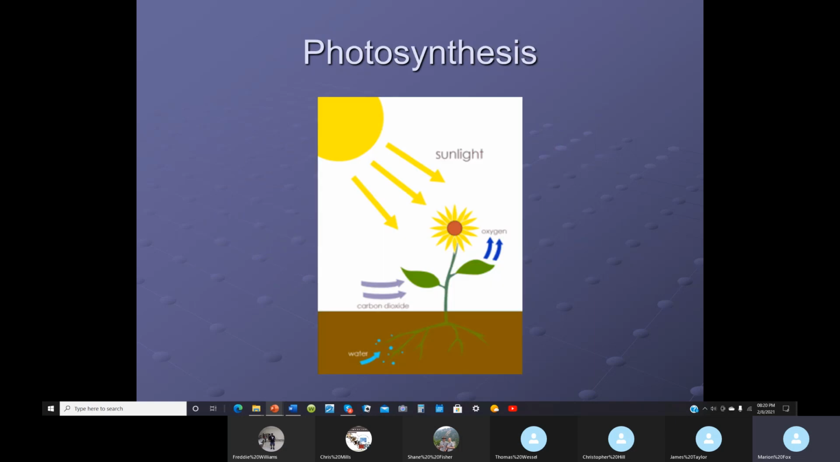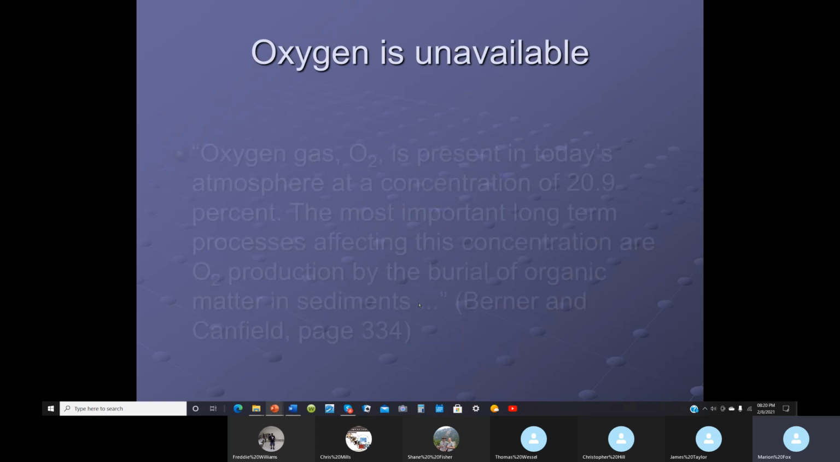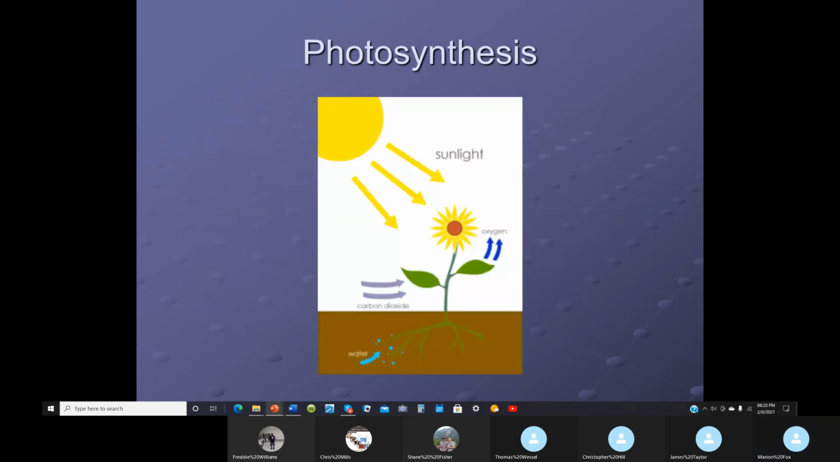Photosynthesis: sunlight comes down and a plant takes in carbon dioxide, sunlight, and water, and then makes food for the plant, and it puts out oxygen, O2. We breathe it in. So we get double benefit from the plants.